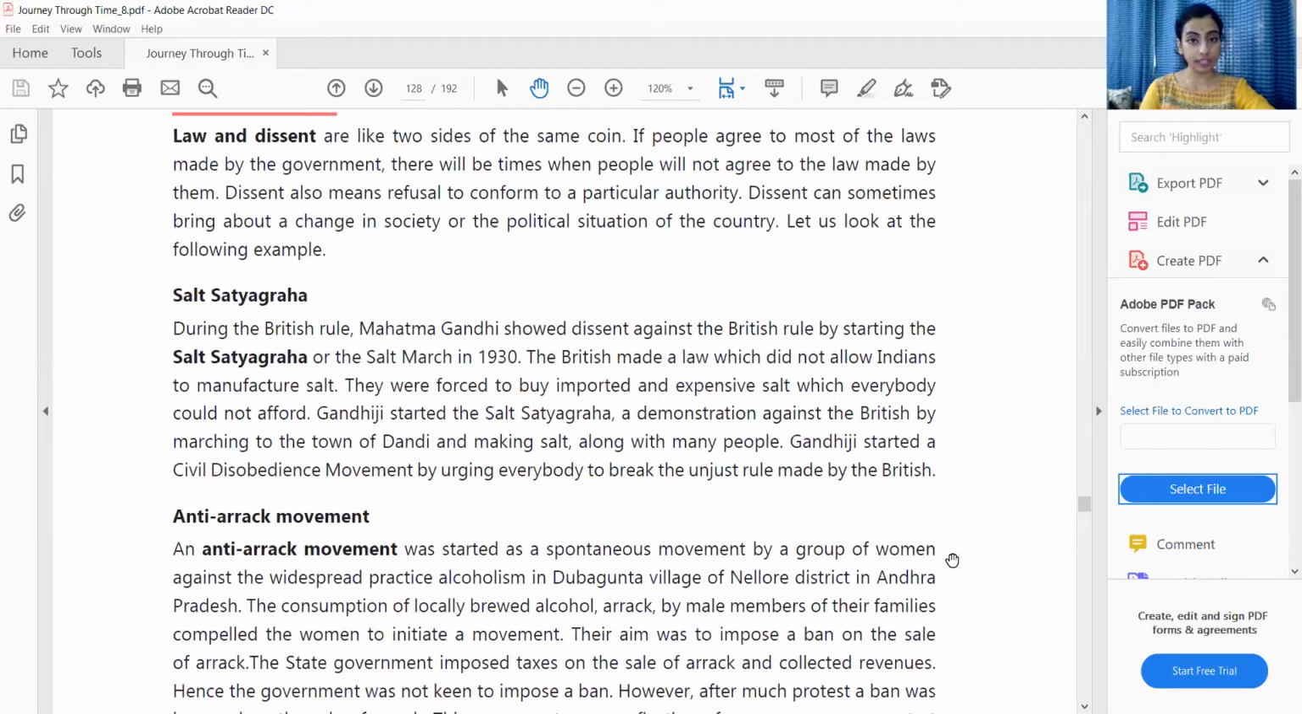Gandhiji started the Salt Satyagraha, a demonstration against the British by marching to the town of Dandi. So it was the Dandi March. By going to Dandi, they started to make salt. They were breaking the laws. There was also another civil disobedience movement where Mahatma Gandhi urged the people not to follow any kind of British rules, to break all the unjust rules which were meant for oppressing the Indians. So that is how they showed their dissent. So this was Salt Satyagraha.